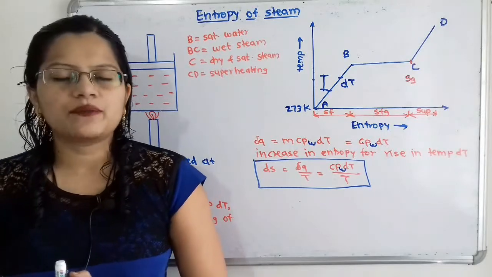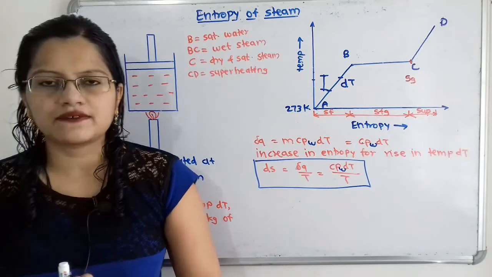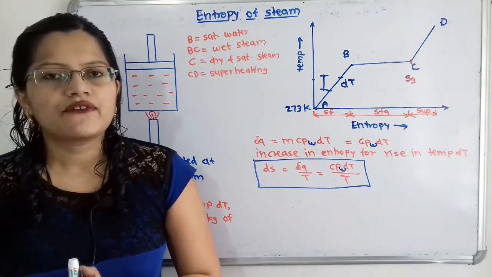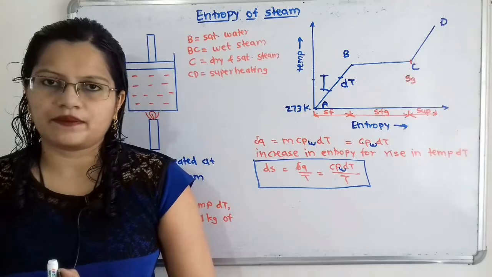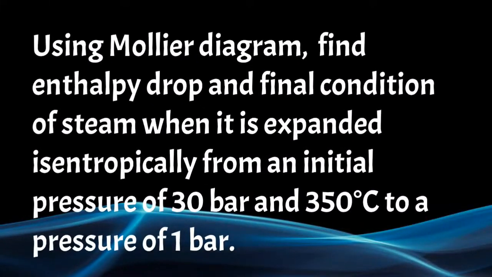Now we will solve problem 1 to find the final condition of steam as well as the change in entropy with the help of the Mollier diagram. First I will read the given problem. Using a Mollier chart, find the enthalpy drop and final condition of steam when it is expanded isentropically from an initial pressure of 30 bar and 350 degrees Celsius to a pressure of 1 bar. So this was the given question.